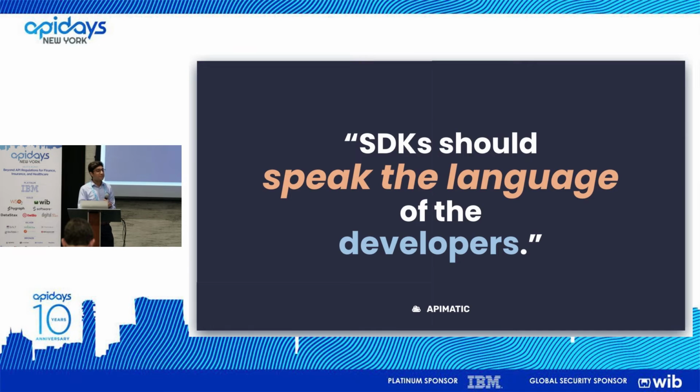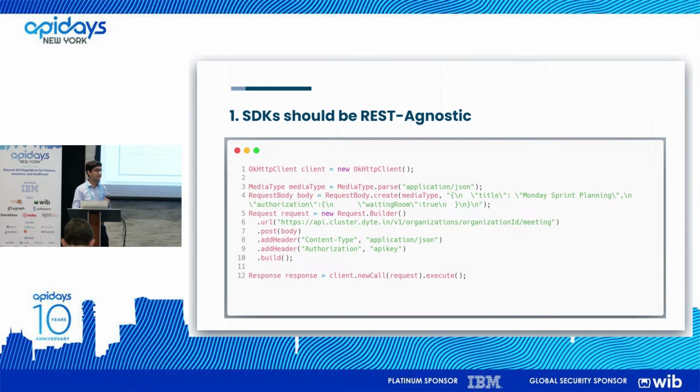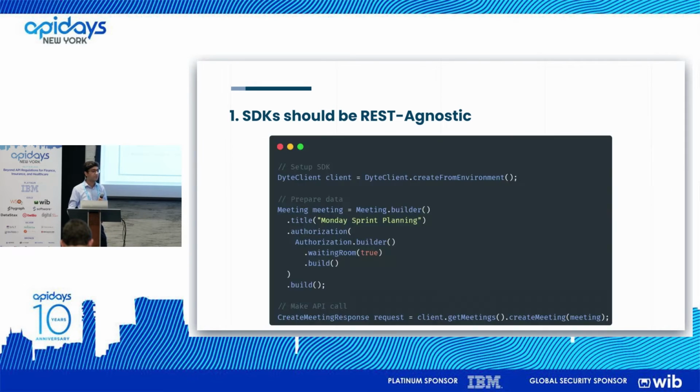So the first rule that my team has is that SDKs should speak the language of their developers. That means when an SDK is being used to integrate an API into a product, it should not talk in terms of REST API. It should be REST agnostic. That means a code sample that is littered with details of routes, and details of JSON requests being made, is not the right kind of code sample that you should be showing to an API developer. The code sample should be REST agnostic. That is, all those details should be abstracted away by the SDK.